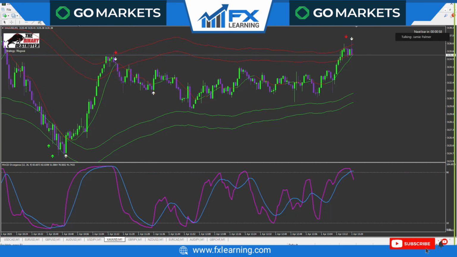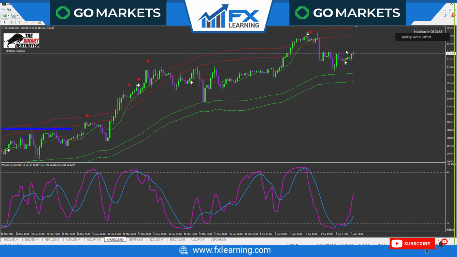Let's have a look at gold. I bet you gold's a perfect setup. I bet you any money now, gold is a perfect setup. No, it isn't good. There's no resistance area there.